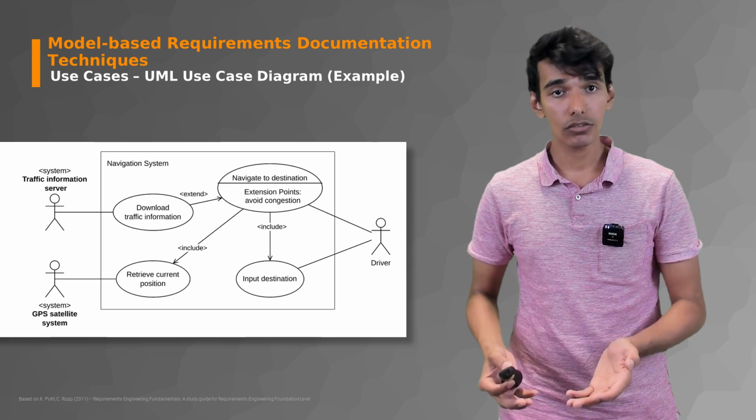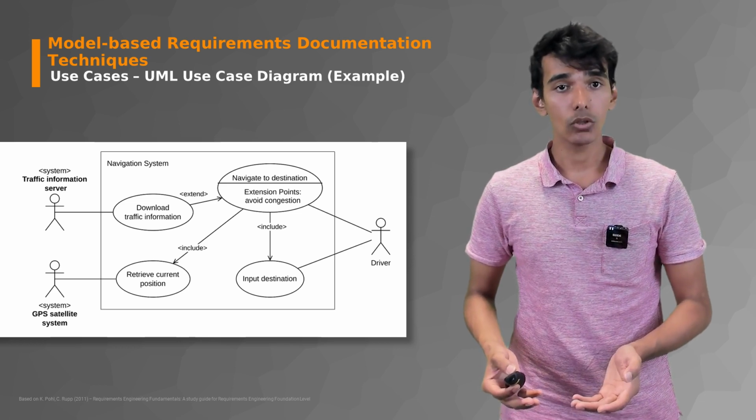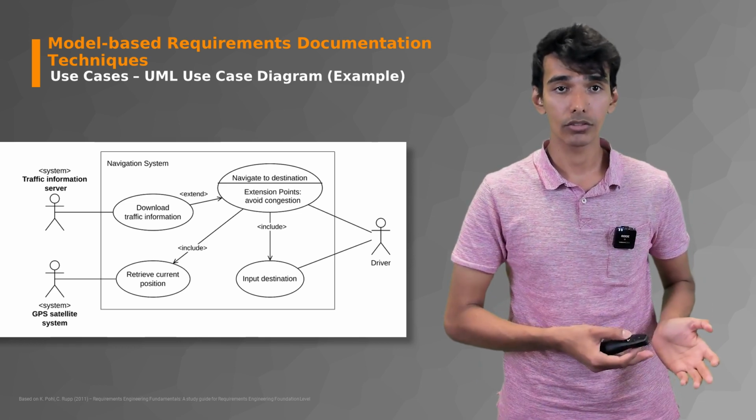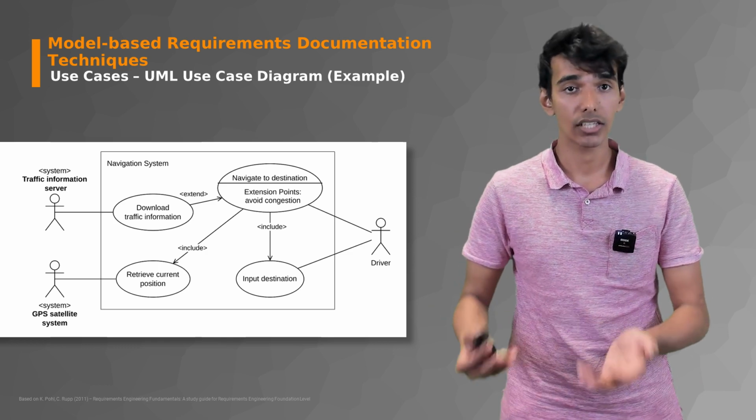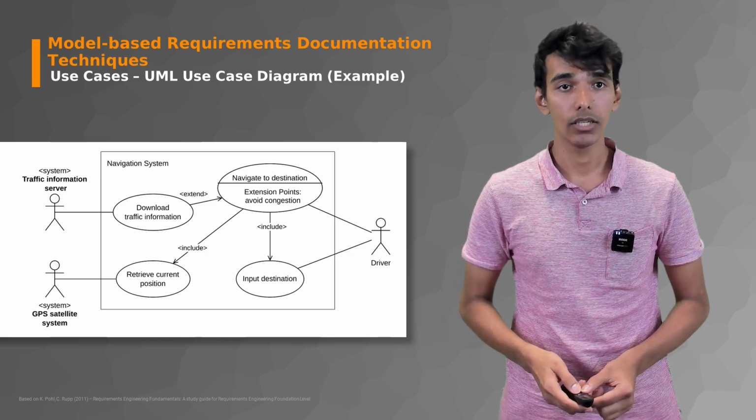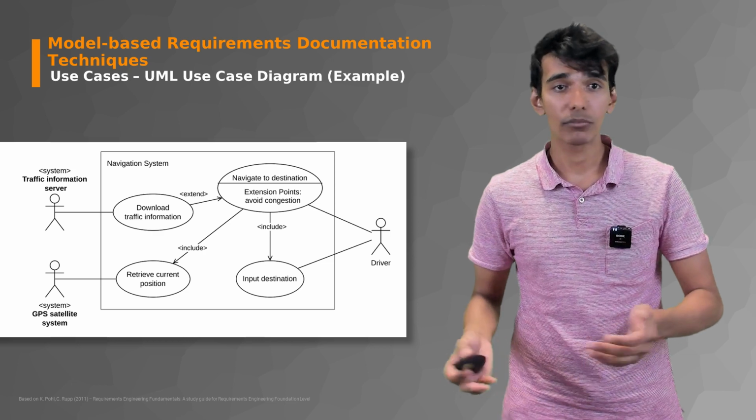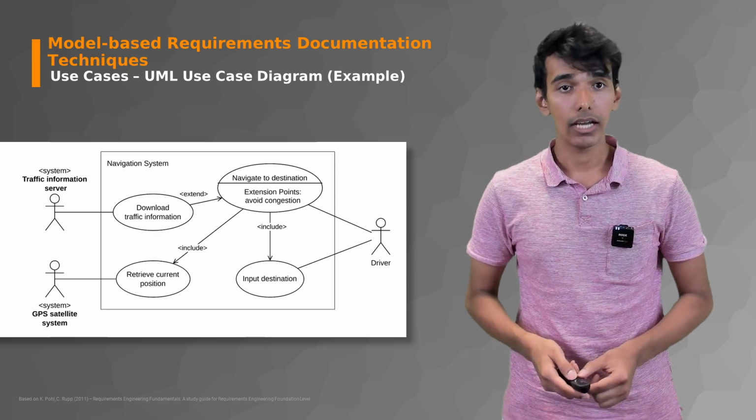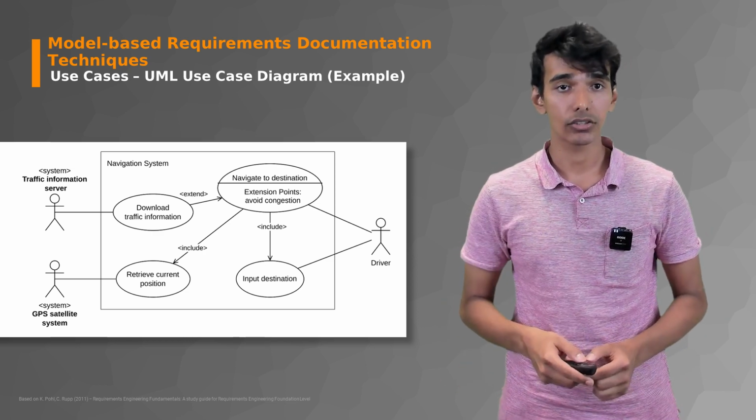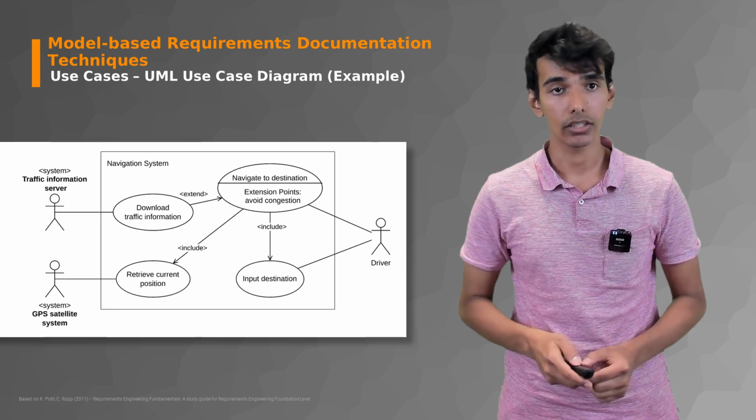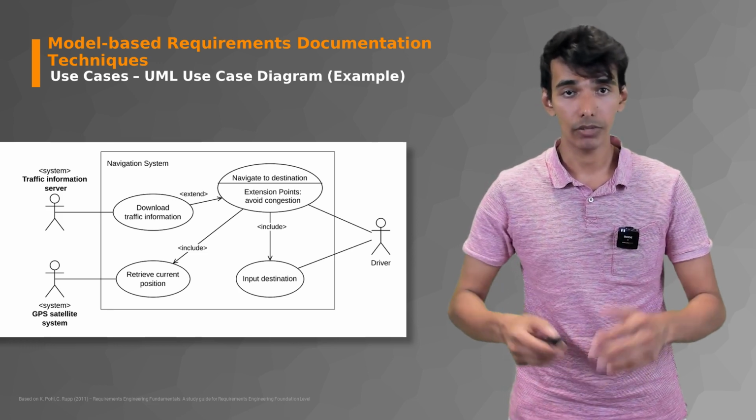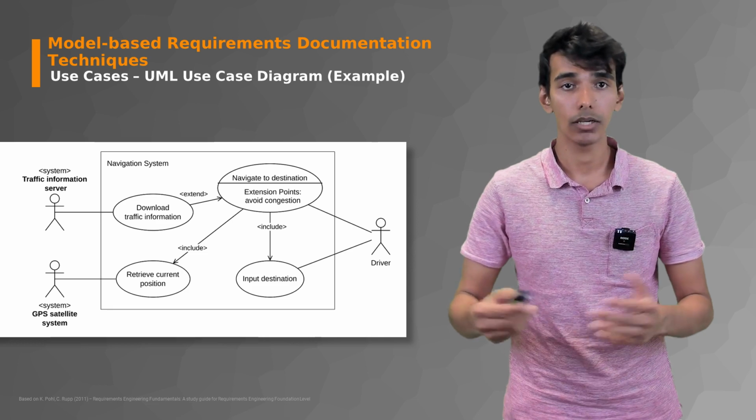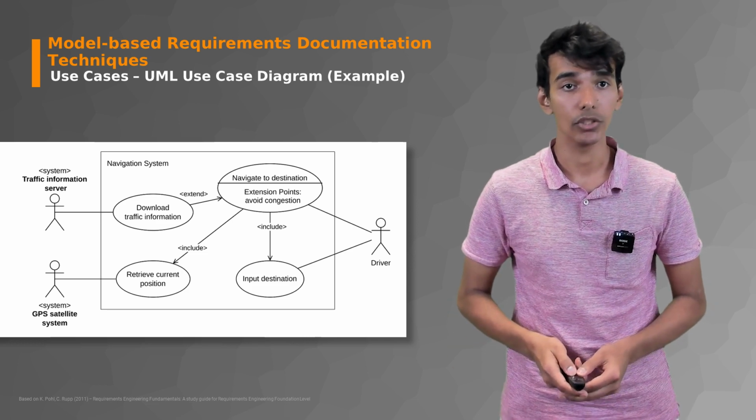But an extension of the system is when you also incorporate traffic information to the system, so an extend or extension of this use case. And this information generally comes from a traffic information server, and you can see those modeled as actors on the left outside of the main box. So a very simple example of a use case diagram in UML.